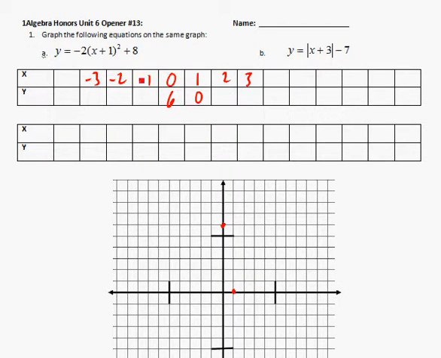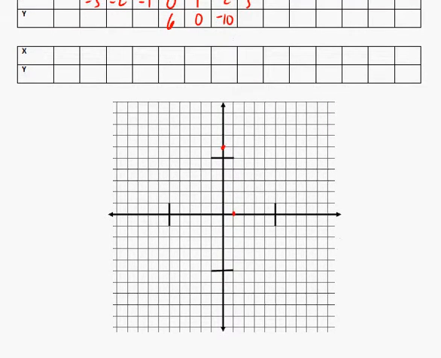Next, 2. 2 plus 1 is 3. 3 squared is 9. 9 times negative 2 is negative 18. And negative 18 plus 8 is negative 10. I can also see as I'm going here that this is going to be very close to coming off the grid. So I have a feeling if I plug in 3 for x, it'll be off the grid. So I'll try some negative x's and see what happens.